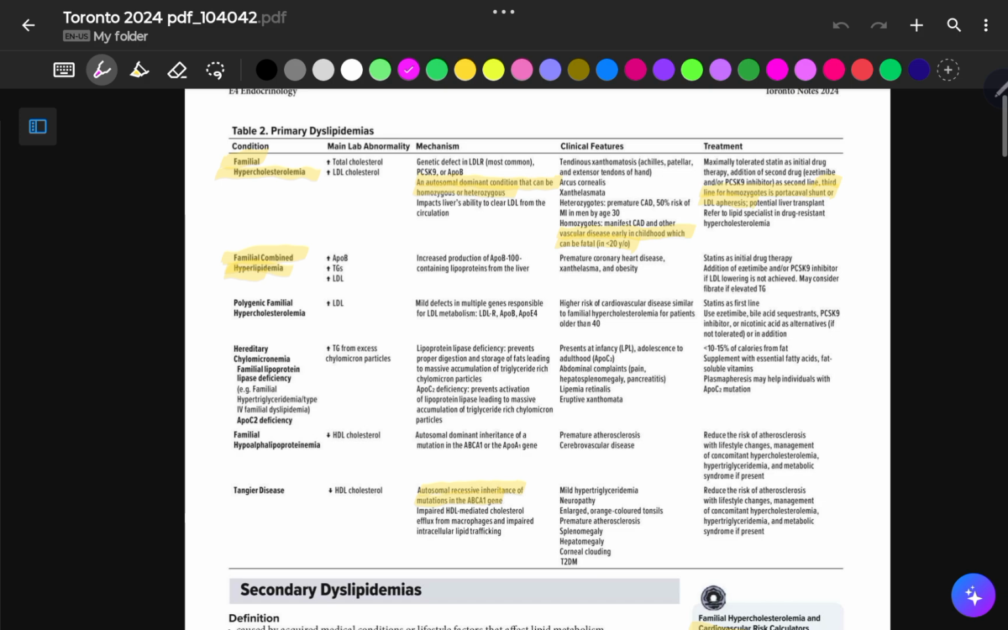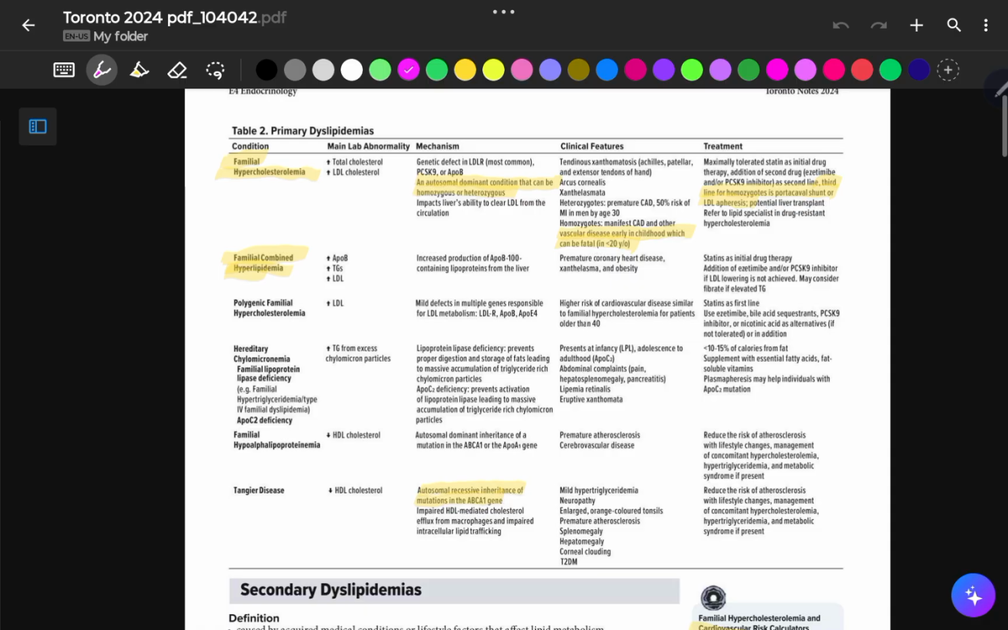They actually need fat soluble vitamins because your lipoprotein lipase is not working to help in the proper digestion and storage of fat. So you have the chylomicron particles that are rich in triglycerides, but there's no lipoprotein lipase to break them down to help with proper digestion, so these patients need fat soluble vitamins. And plasmapheresis may help individuals with ApoC2 mutation.